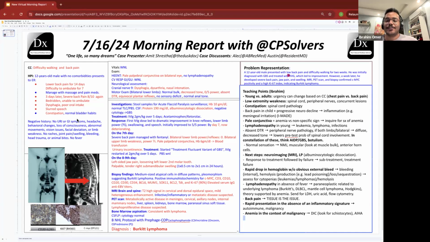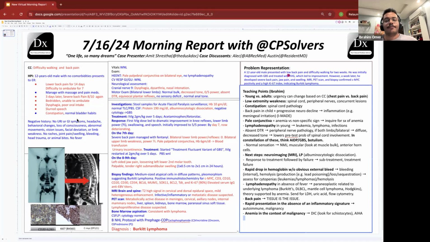And so in a young patient who's presenting with back pain, you can think about it as urgent as you would think of a chest pain in an adult patient. And for the lower extremity weakness, you can basically think about it anatomically. So you can think about the spinal cord, the peripheral nerves, and any concurrent lesions that could be happening in both. And for the constipation, that was a further clue that made us think more about spinal cord pathology.